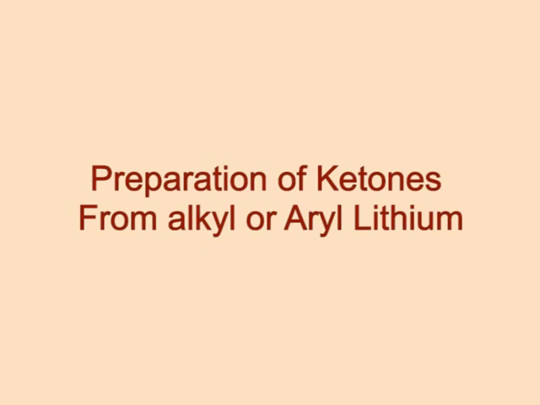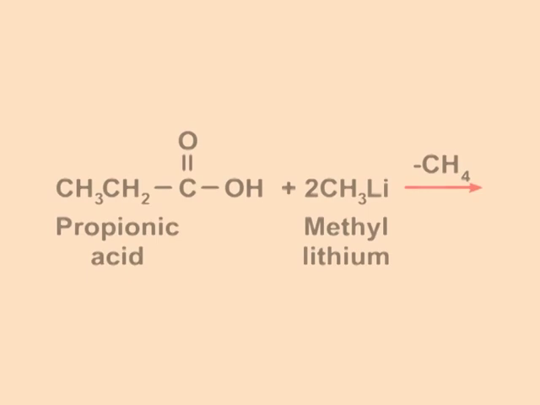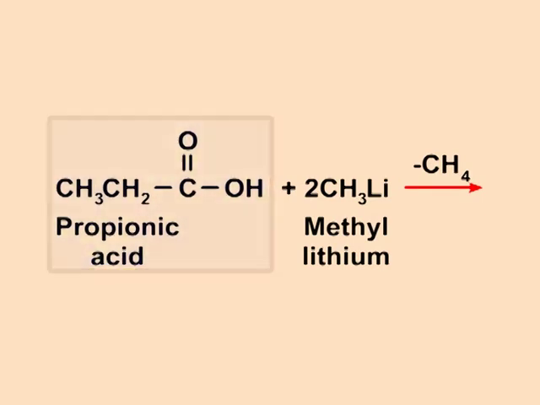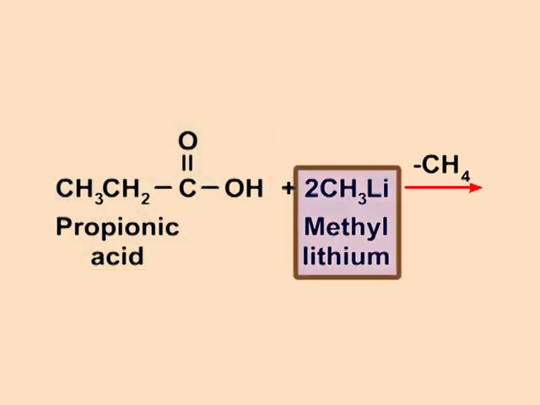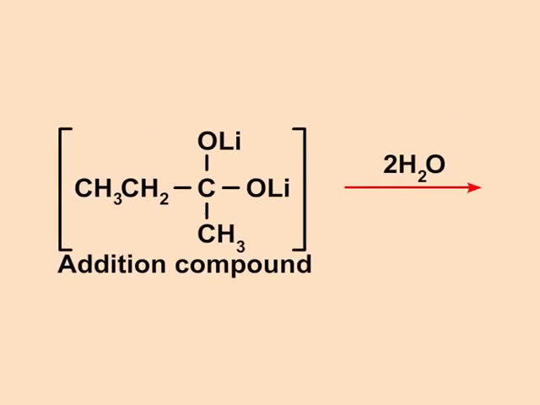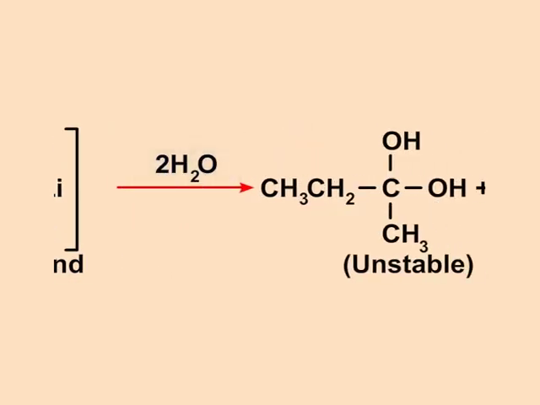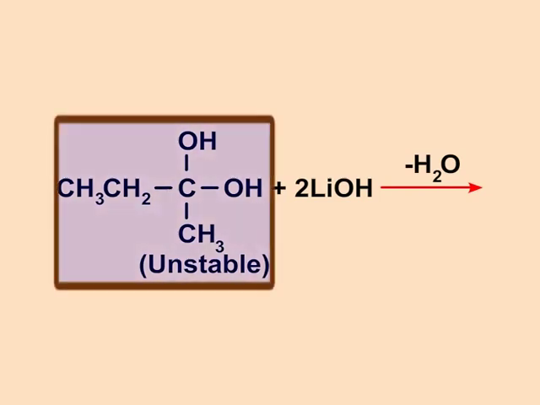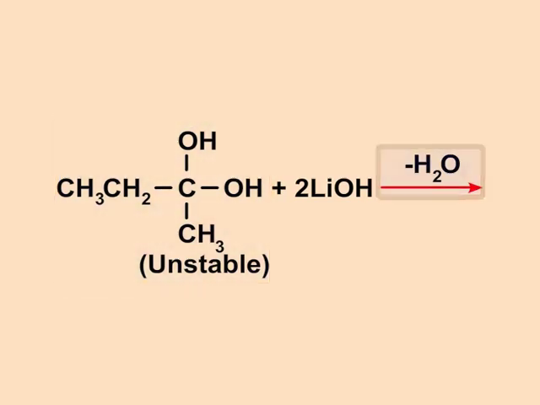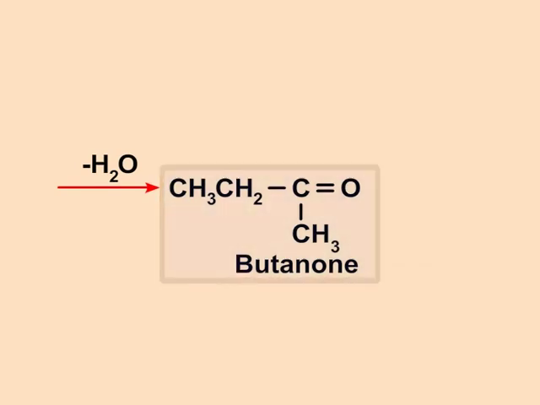Preparation of ketones from alkyl or aryl lithium. Ketones can be prepared by reacting acids with alkyl or aryl lithium followed by hydrolysis. Propionic acid on treatment with methyl lithium forms addition compound which upon hydrolysis gives unstable compound which loses water molecule to form butanone.